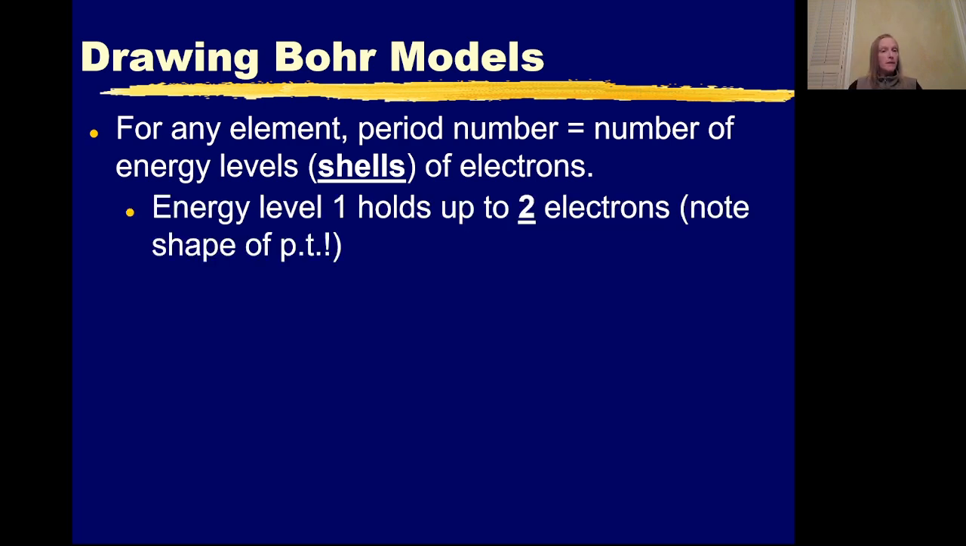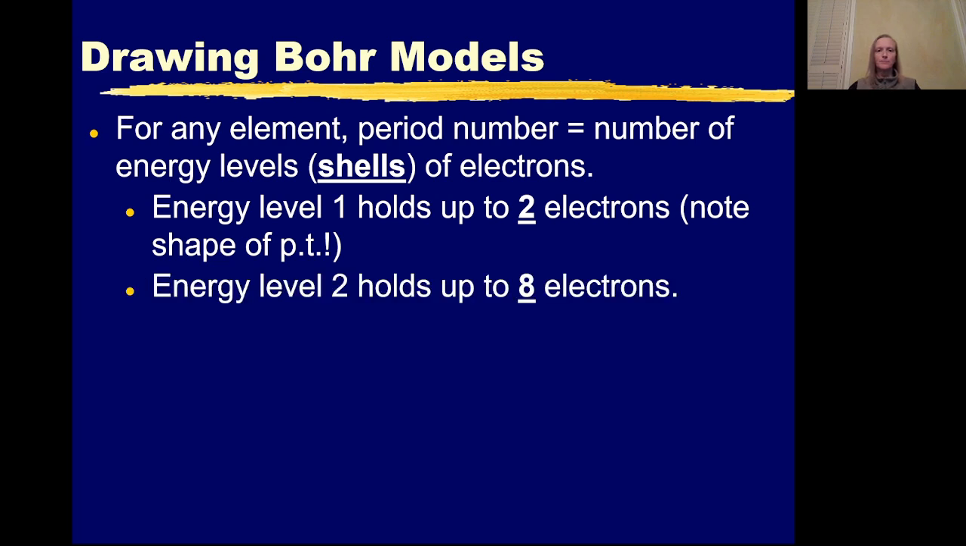Energy level 1 holds up to 2 electrons because period 1 in the periodic table has just 2 elements in it. The shape of the periodic table reflects electron configurations. Energy level 2 corresponds to period 2 on the periodic table, and energy level 2 has 8 elements across, starting with lithium and going all the way to neon. Therefore, energy level 2 holds up to 8 electrons.